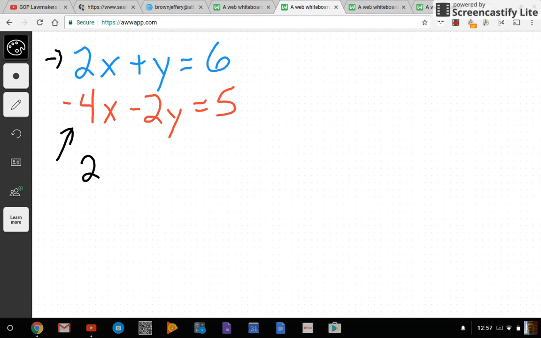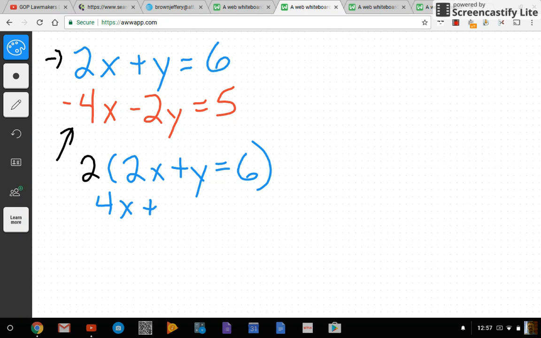I'm going to take this top equation here, and I'm going to multiply that entire top equation times 2 because I want it to be the opposite of what the bottom equation is. So when I do that, it is now going to be 4x plus 2y is equal to 12. A lot of people forget that you have to distribute. You have to multiply that 2 times that 6 out there also. So don't forget about that.